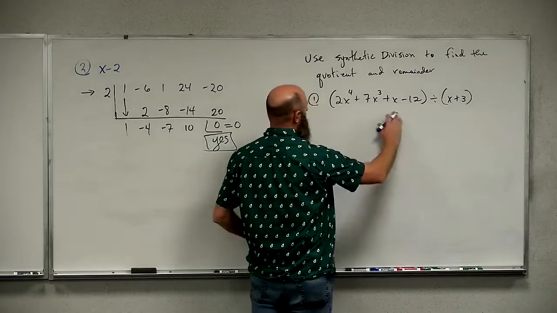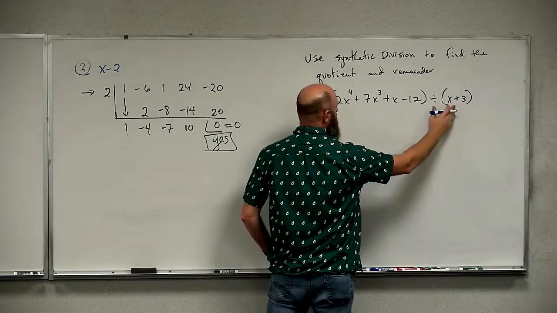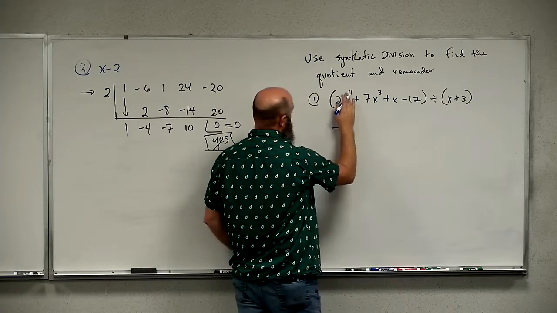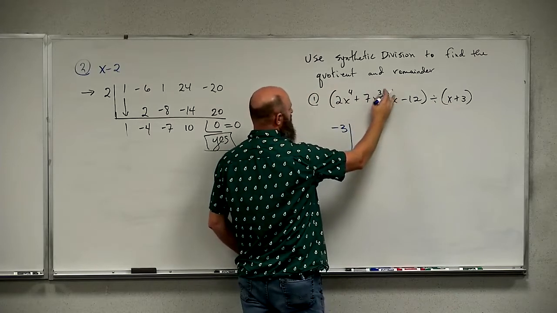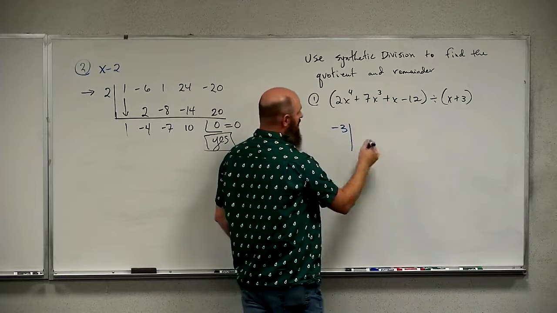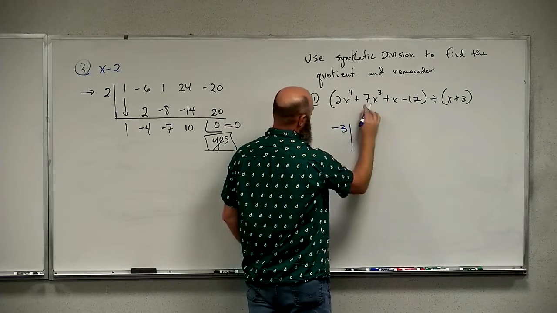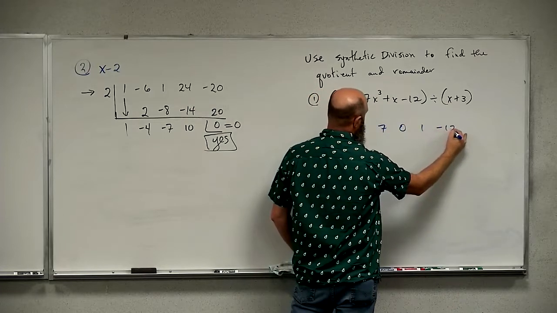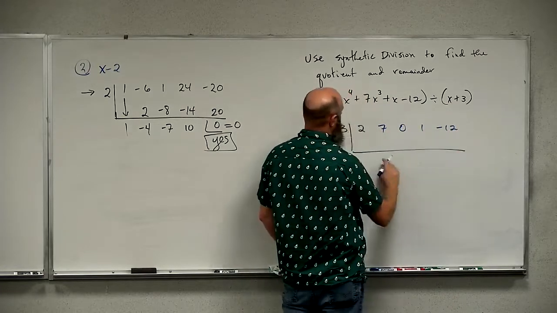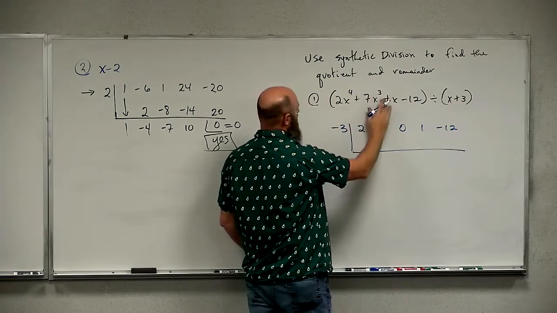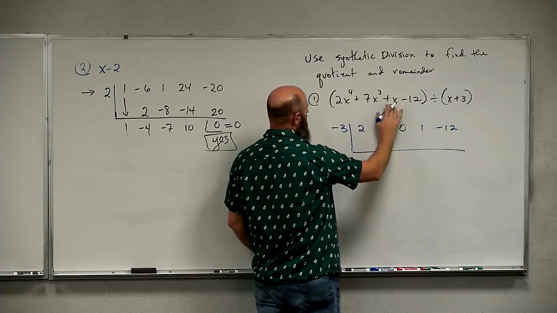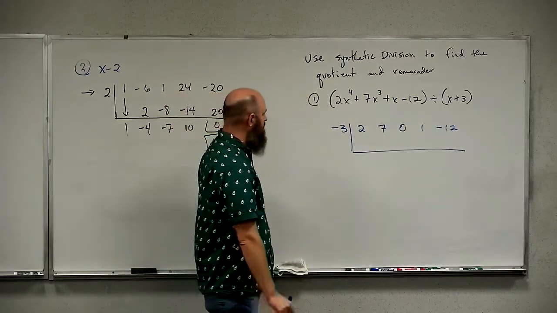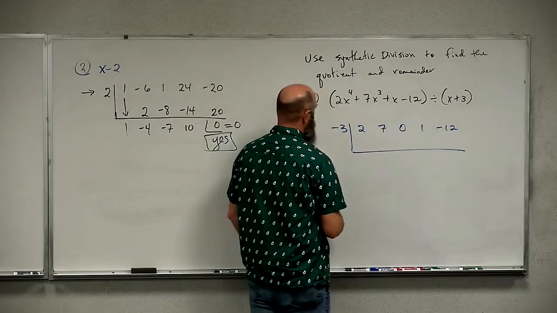All right, so we do our synthetic division. Again, we do the opposite because we have that x with it, so -3. Then here we have x to the 4th, x cubed, but we're missing x squared, so we're going to need to put a 0 in there. So here this is a 2, 7, 0, 1, and -12. There's no x squared, so we put that 0 in. We have to have them all represented.